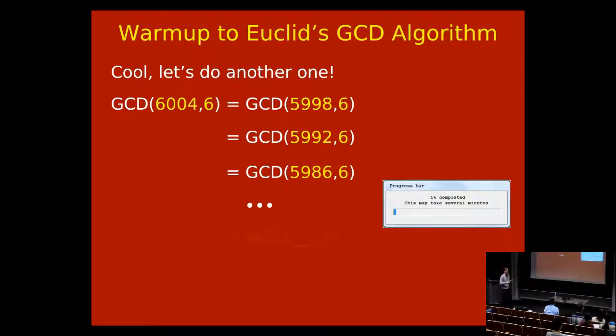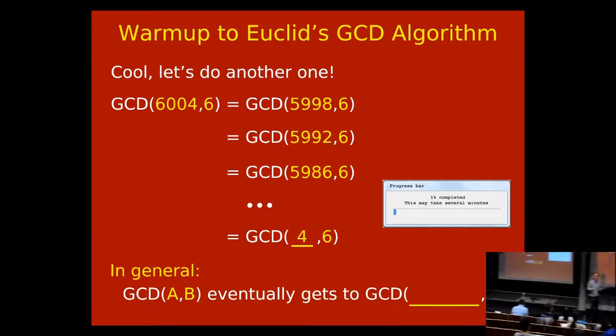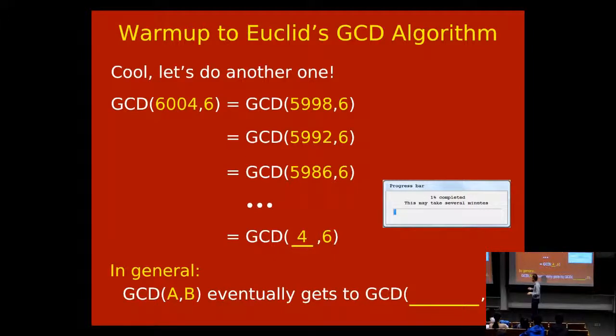But I think you guys are smart. We could probably skip a lot of steps, right? In the end, at what point will we get down to something where things will change? What will go in here? 4, yeah, right? Because we'll keep subtracting 6 from this number many, many times. After 1,000 times, we'll get down to 4 and 6. And then we're almost done, right? Then it's the same as 4 and 2, and 2 and 2, and 2 and 0.